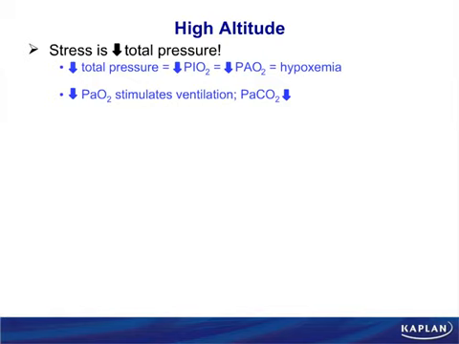For high altitude, the stress is a decrease in total pressure. So I know if total pressure goes down, then inspired PO2 goes down. That's my alveolar air equation. Well, if inspired PO2 goes down, then alveolar PO2 will go down. And this will cause hypoxemia, a low arterial PO2. Well, a low arterial PO2 stimulates peripheral chemoreceptors, which is going to decrease arterial PCO2. So I'm defining the horse and then just working my way through it. A low arterial PCO2 means a respiratory alkalosis. PCO2 is an acid. All right?